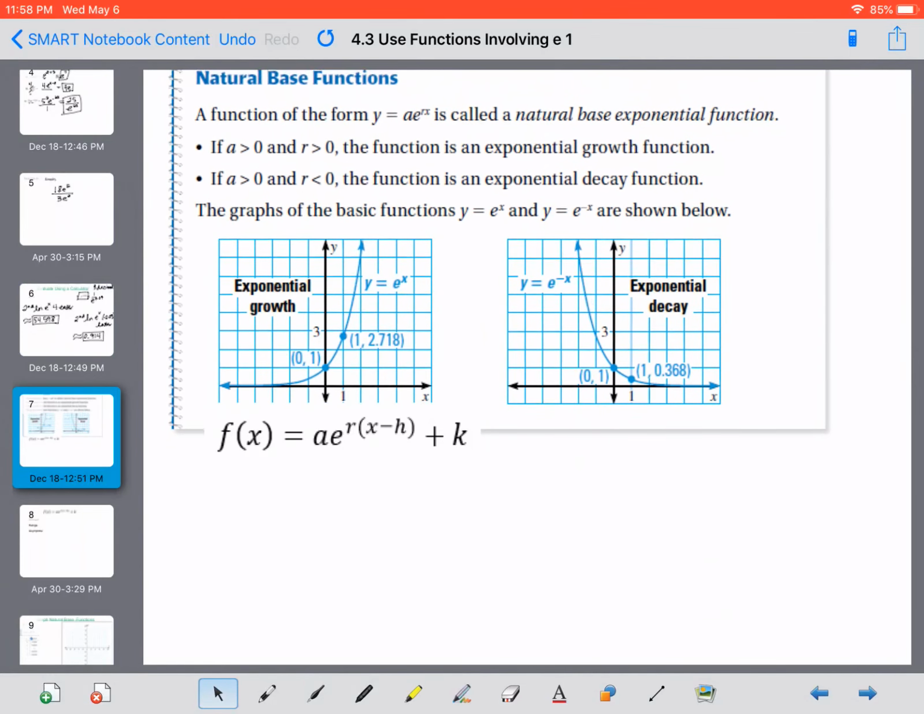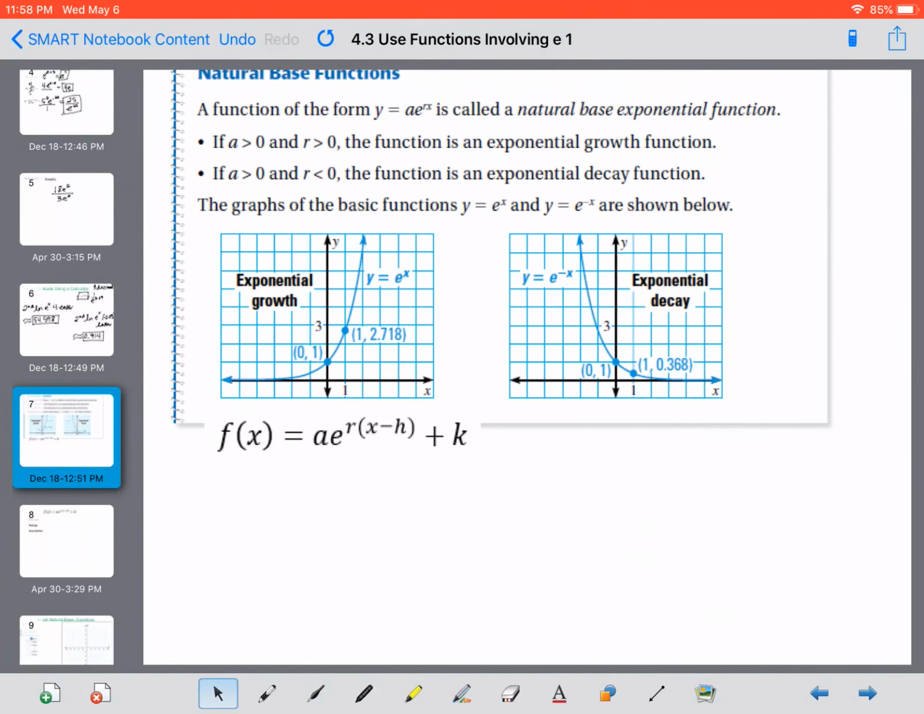So these are natural base. Now that is one thing we didn't talk about. E is called a natural number, and so therefore we call it the natural base. So a function in the form of y equals ae to the rx is called a natural base function, exponential function.